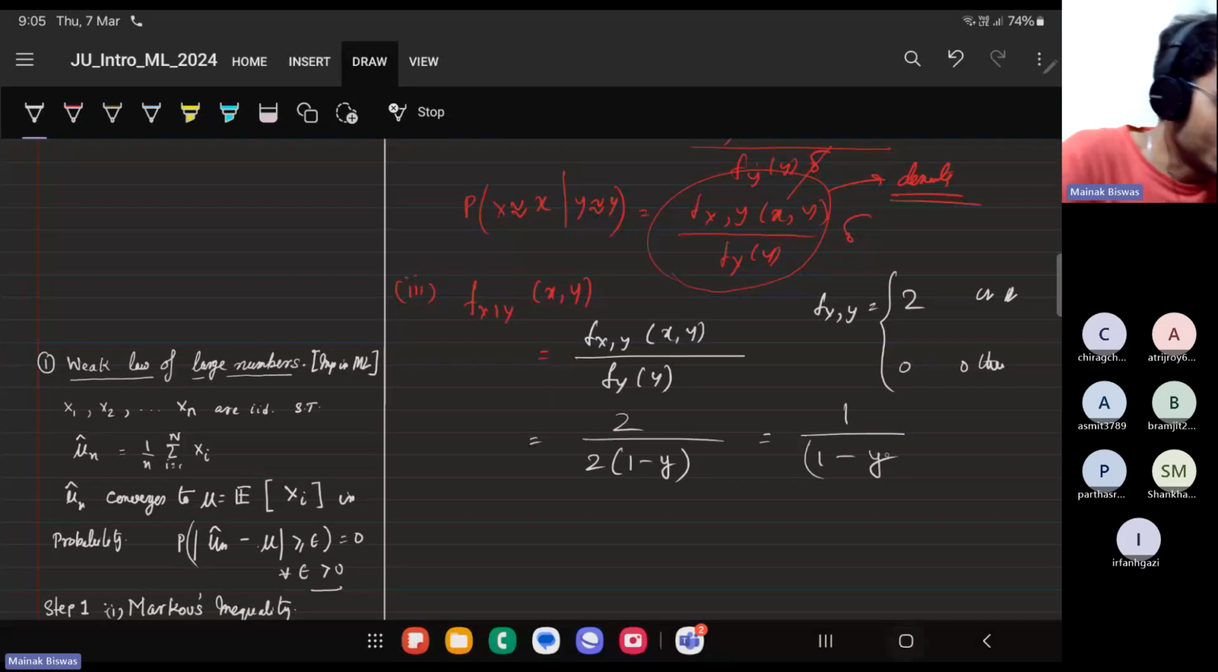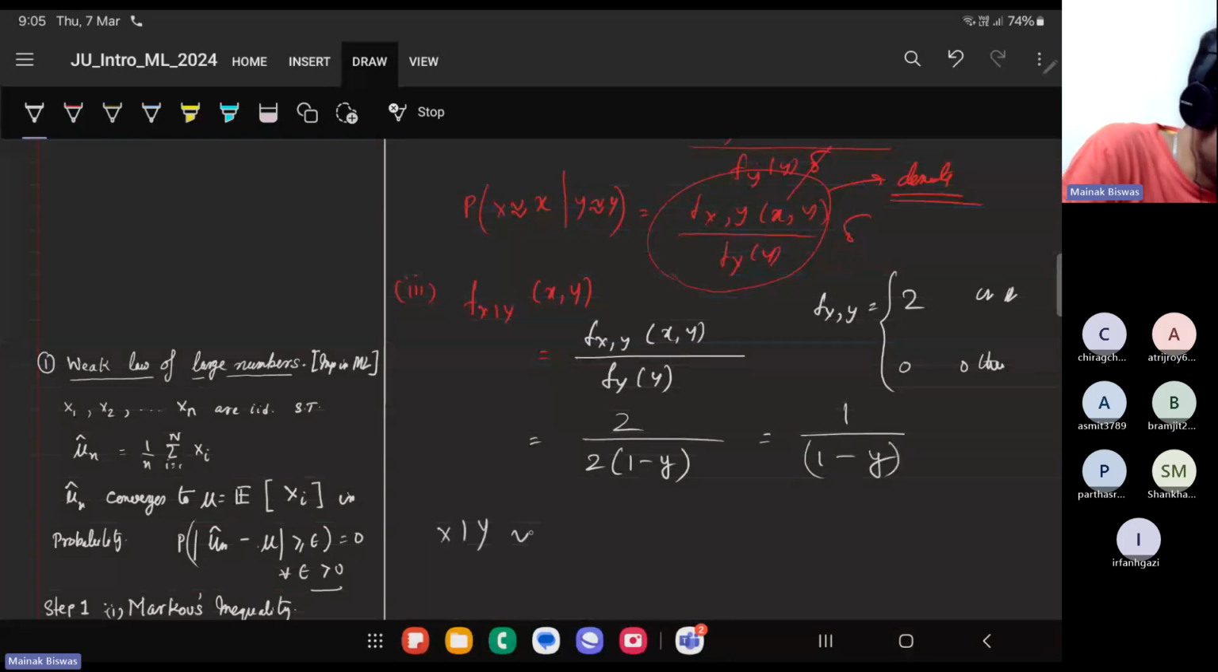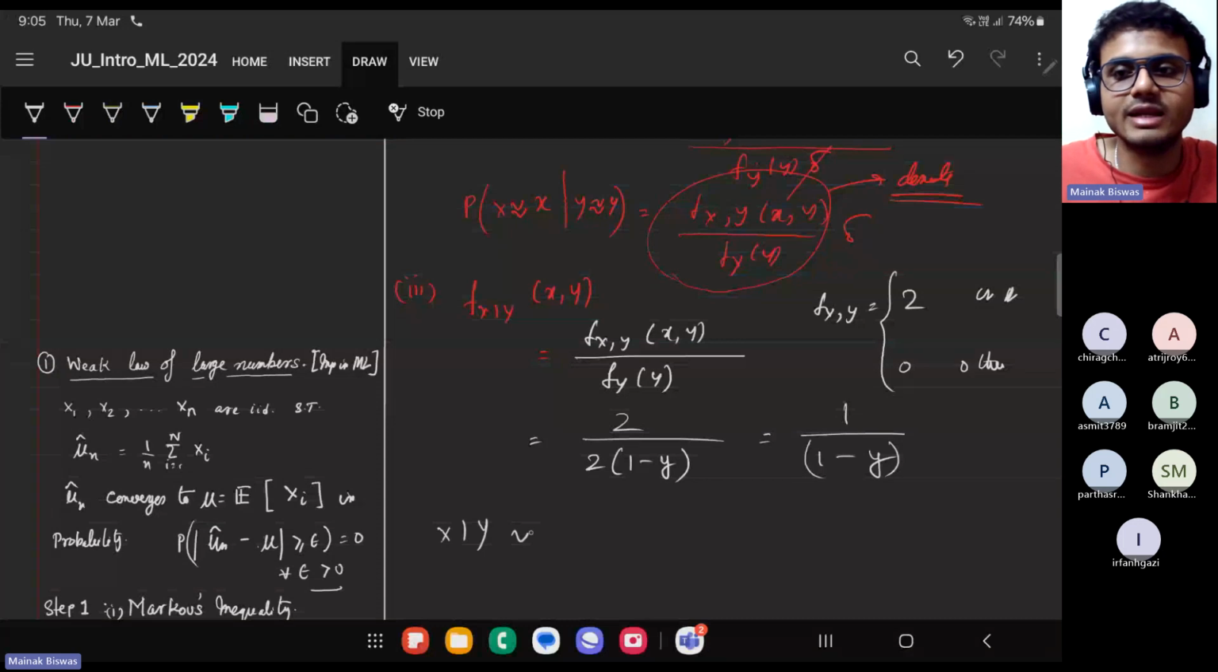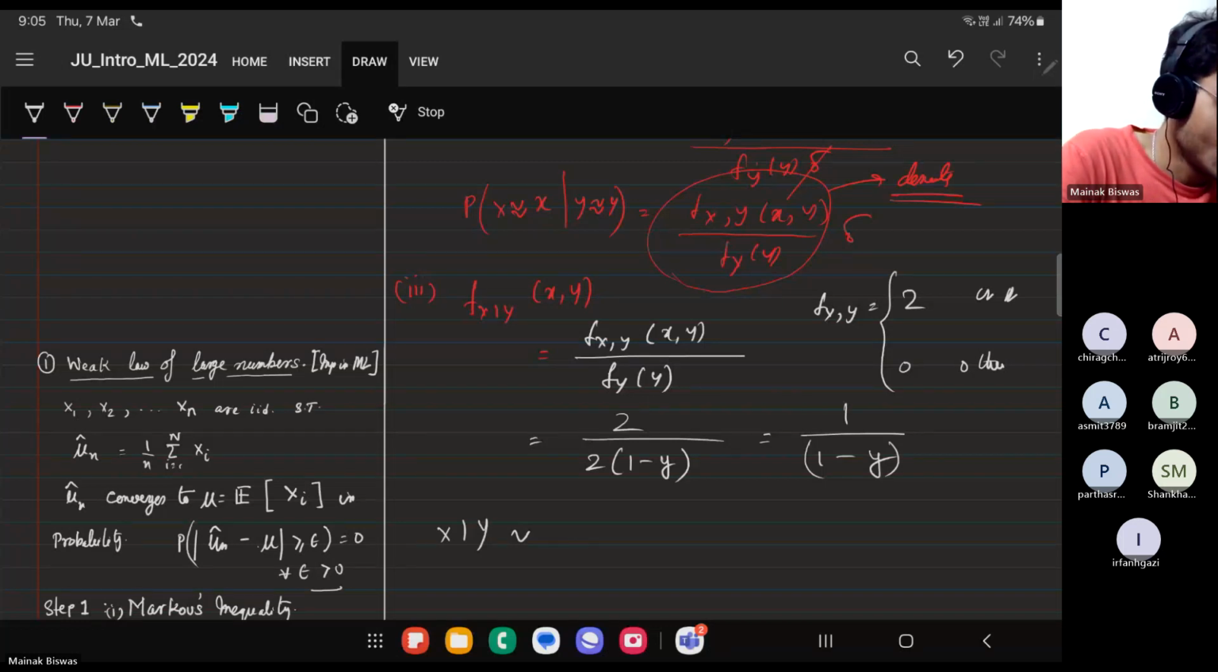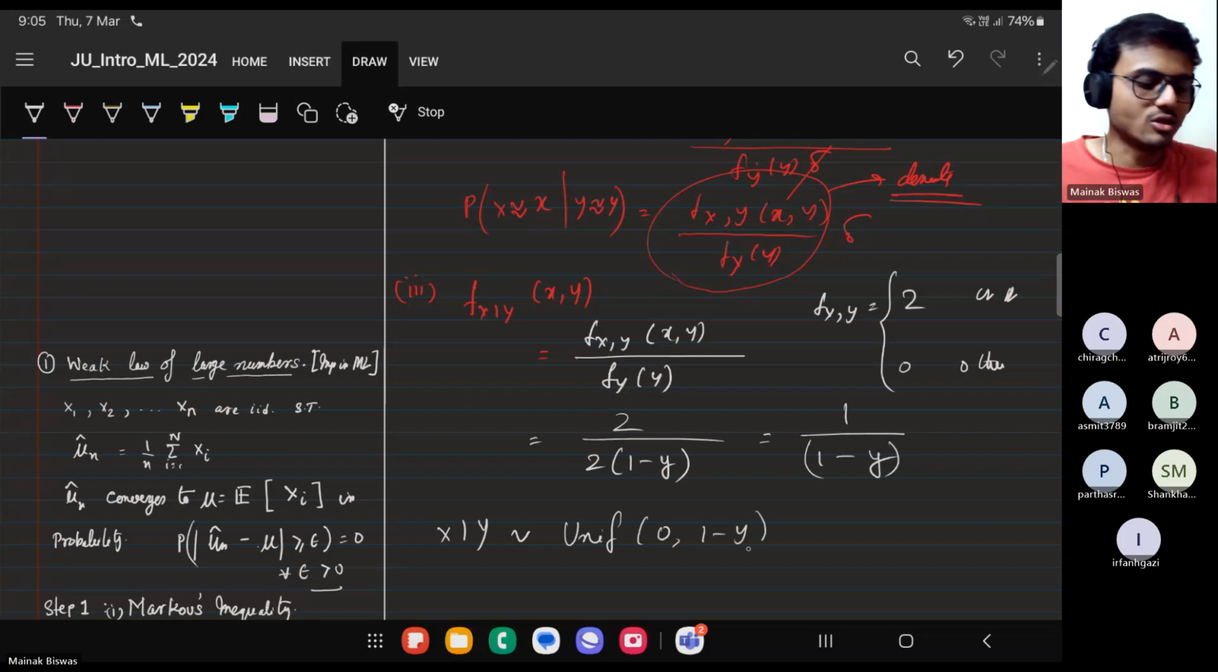Now tell me, what is this distribution? What is x given y? You should be able to tell me. I have taught you this one. Anyone? How is x given y distributed as? Uniform, uniform 0 to 1 minus y. Yes or no?